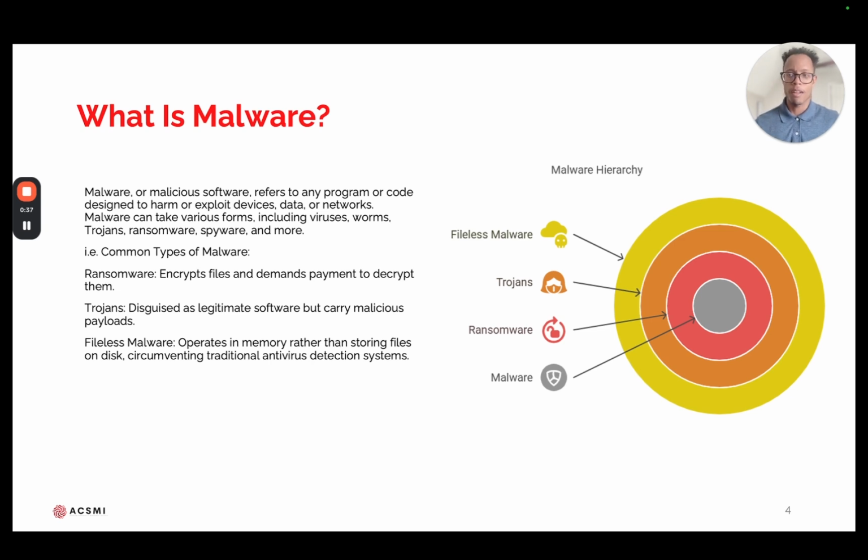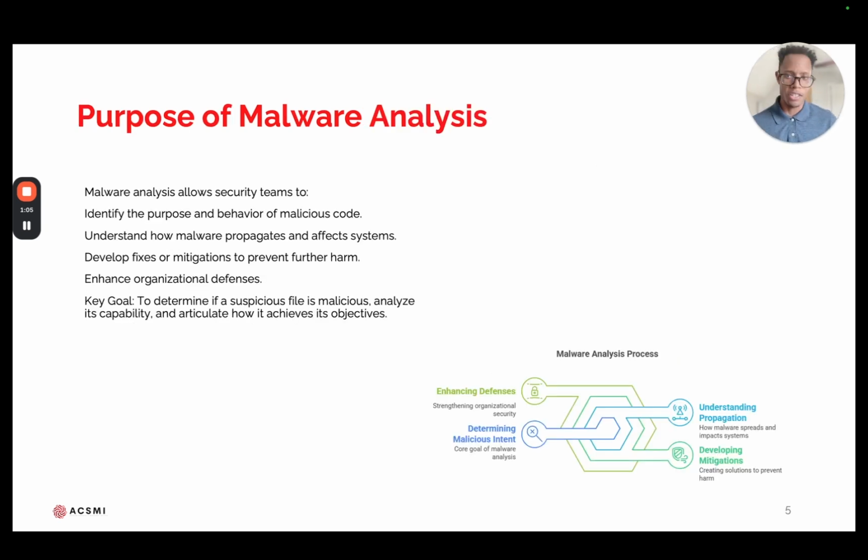So what is malware? I'm not going to touch too much on this. We've already talked about this before, but just know that malware is a program that's meant to do harm. It's making that program do something it's not intended to do. Some types of malware are ransomware, Trojans, and fileless malware as well. Now, fileless malware, we haven't talked too much about this, but it operates in memory. It's not going to store a file on the actual device itself because that's a better way of bypassing antivirus detection. But the purpose of malware analysis, we know that we need to identify the behavior of the actual malicious code itself.